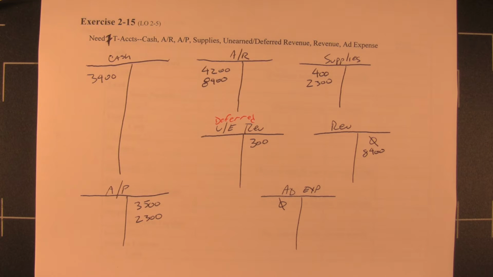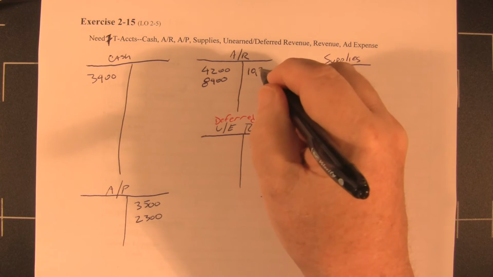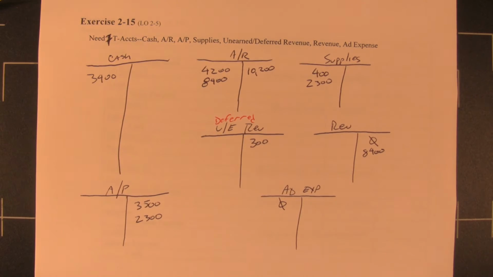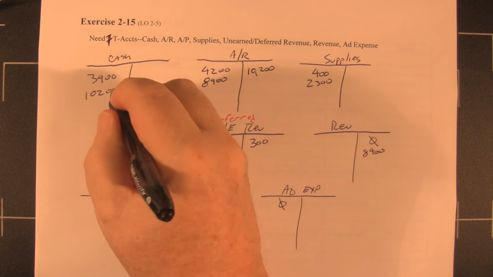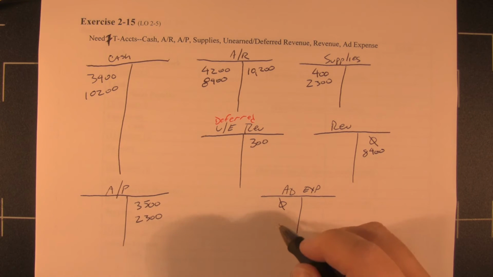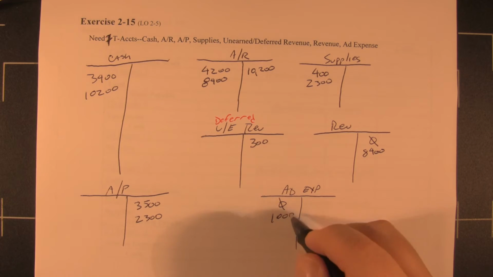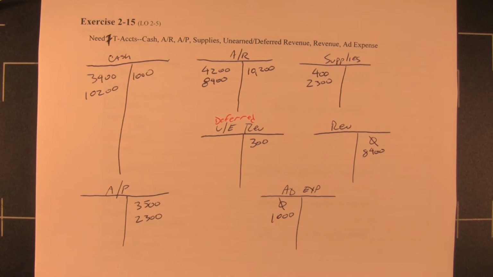Next, it tells us we collected some cash from our accounts receivable, $10,200. So we credit accounts receivable, $10,200, debit cash, $10,200. Next, we have some advertising expense that we paid. So we have advertising expense debit, $1,000, and credit to cash of $1,000.